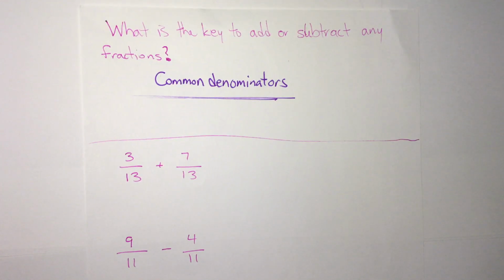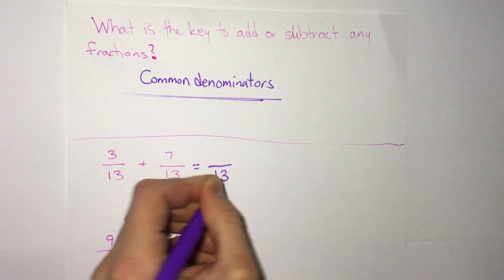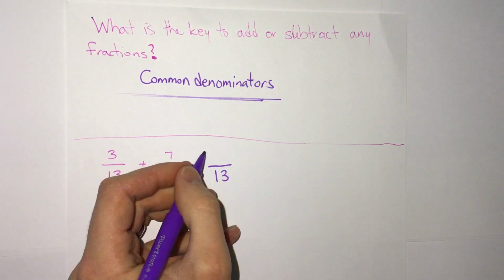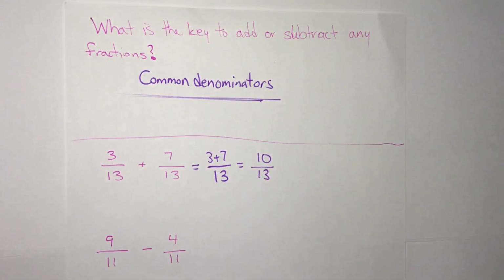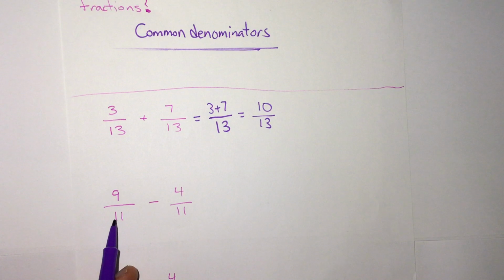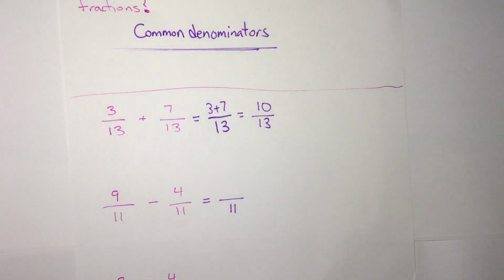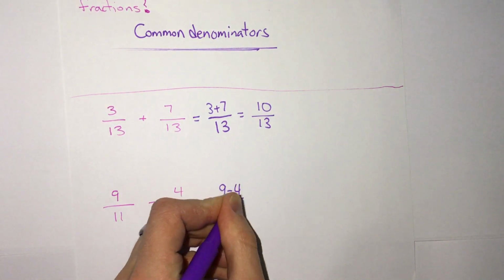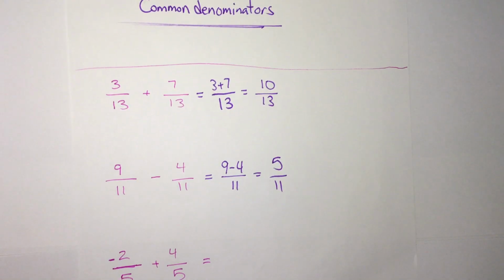3/13 plus 7/13. The key to remember is don't add the denominators, but our answer will have the same denominator, and we add the tops. 3 plus 7, we get 10/13. Same thing with subtracting. 9/11 minus 4/11, our answer is going to be in 11ths. 9 minus 4 is 5, so 5/11.